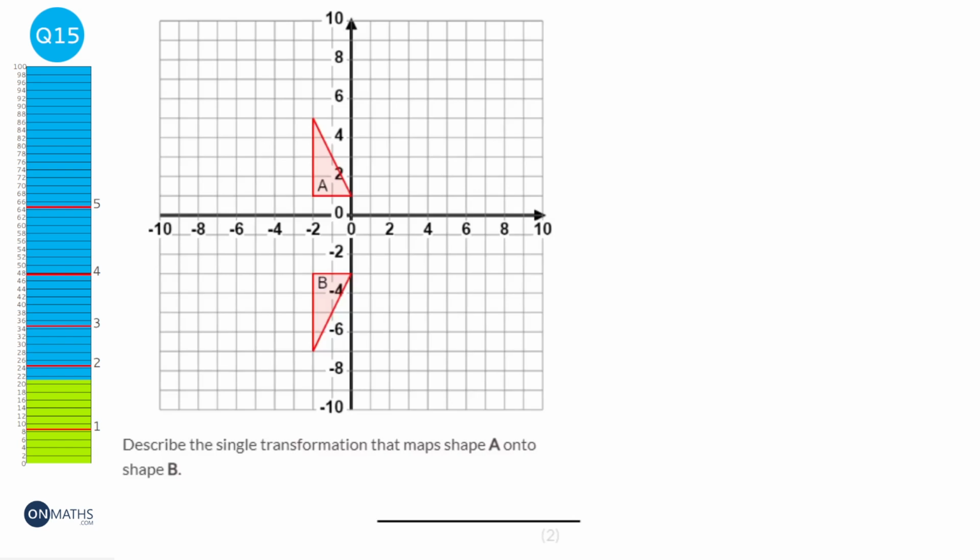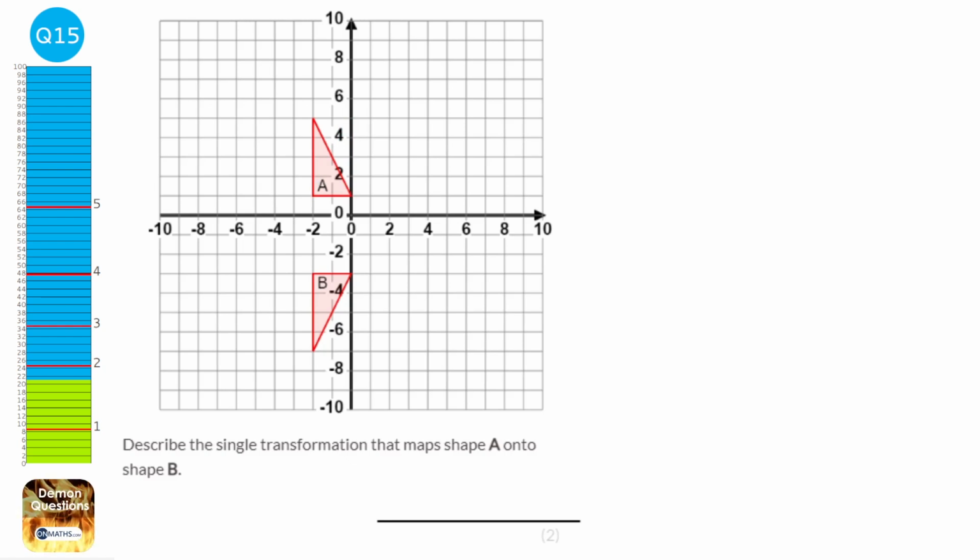So trying to describe the single transformation, it kind of looks like it could be a rotation, and it would be a rotation of 180 degrees, but if it was a rotation it would be actually this way around. And so it's not a rotation. It looks to me like it's a reflection, which it is.